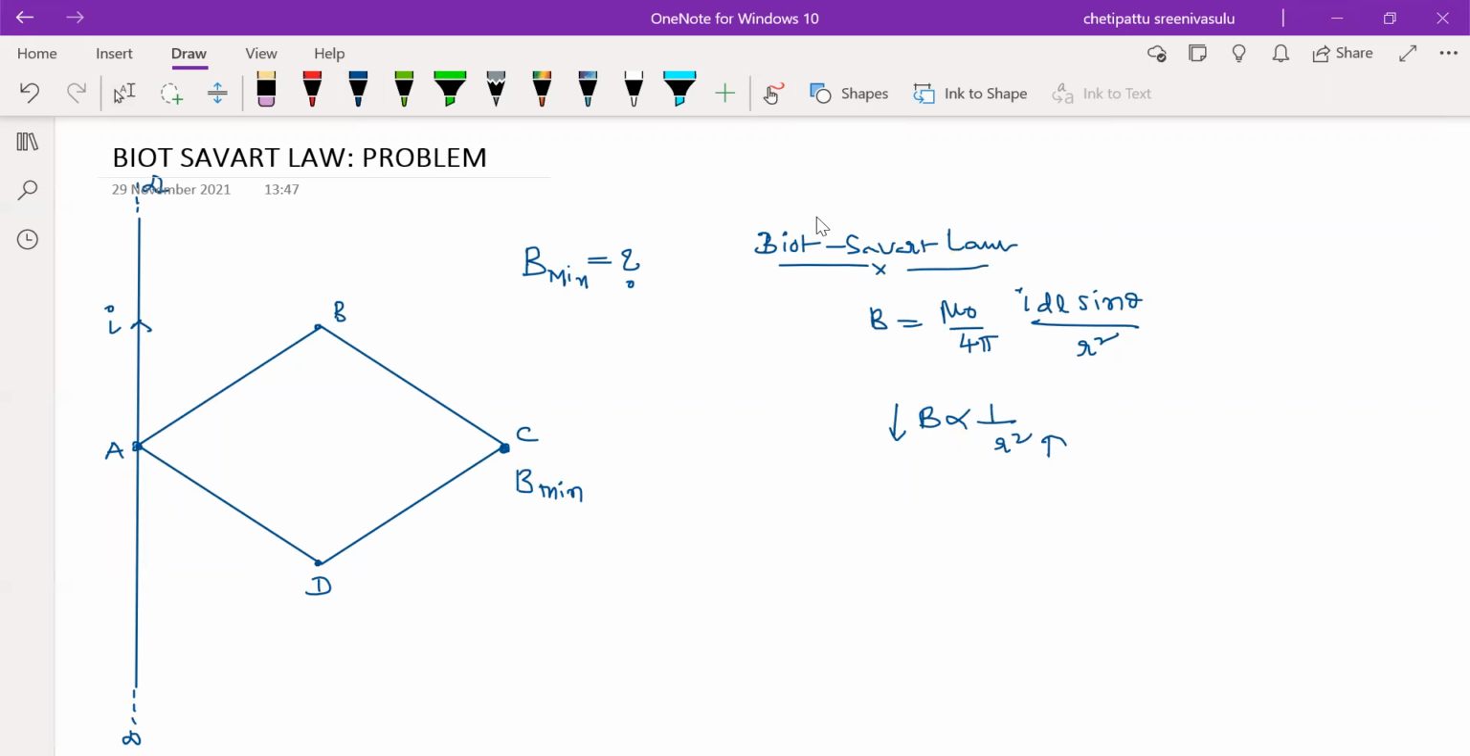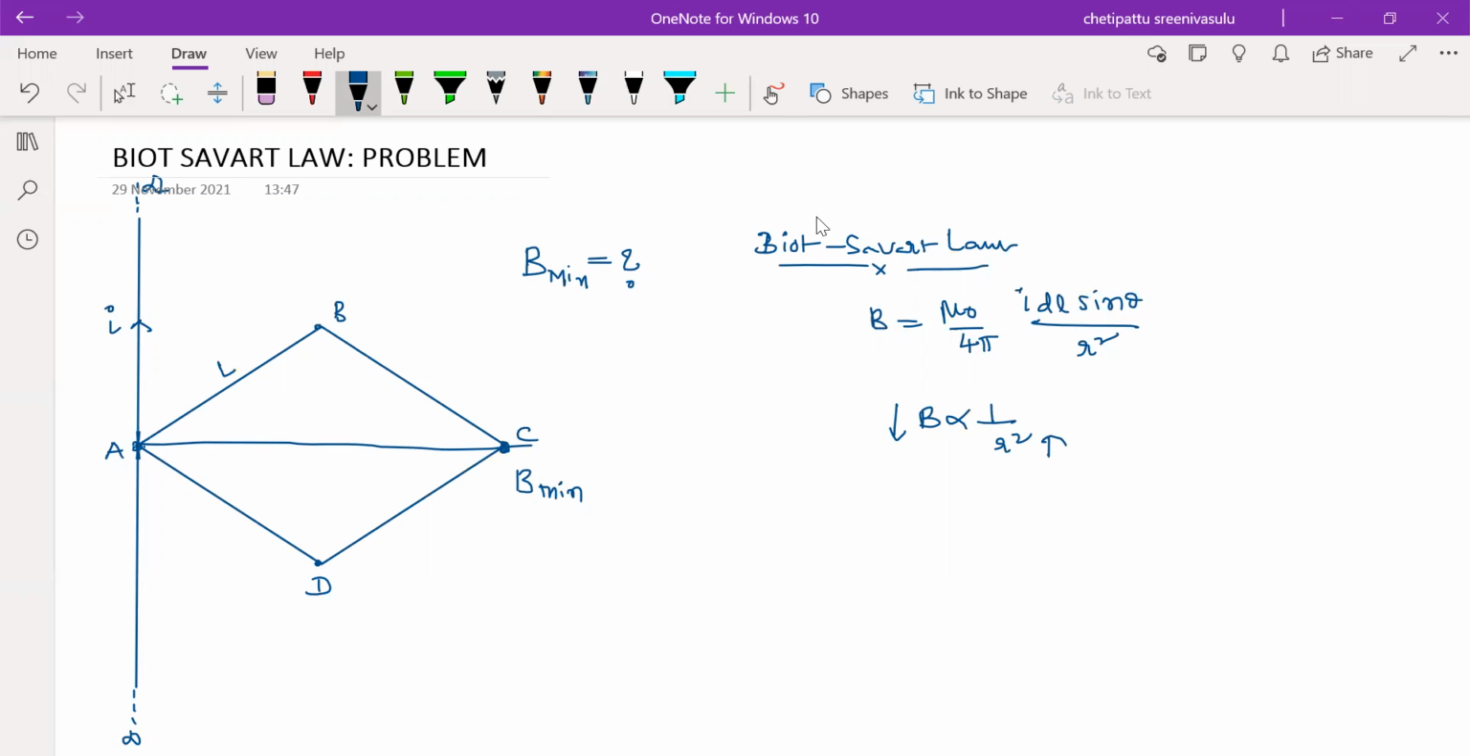First of all, from the conductor to C, you need to take the perpendicular distance. You look at here, the perpendicular distance you need to consider first of all. So this is the perpendicular distance.